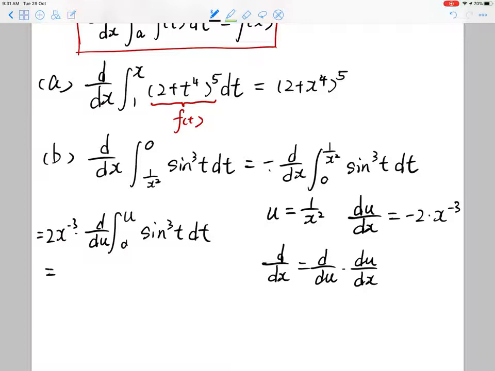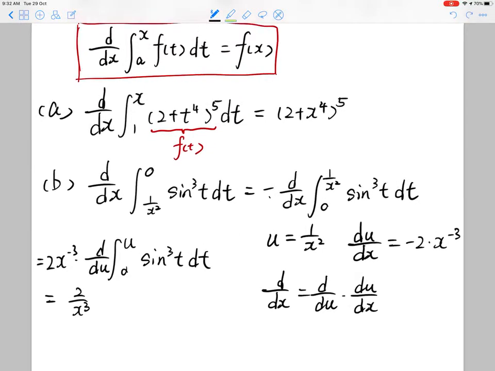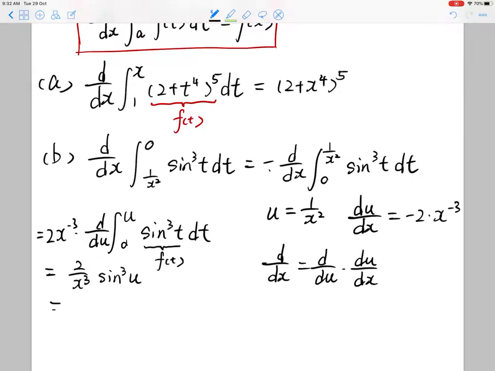Then this part is 2 over x cubed. And here you can use the fundamental theorem of calculus. This is your f(t), so the result should be f(u), which is sine cubed u. Finally, you have to substitute x back. So it's 2 over x cubed times sine cubed of 1 over x squared. To avoid confusion, this part is sine of 1 over x squared, cubed.